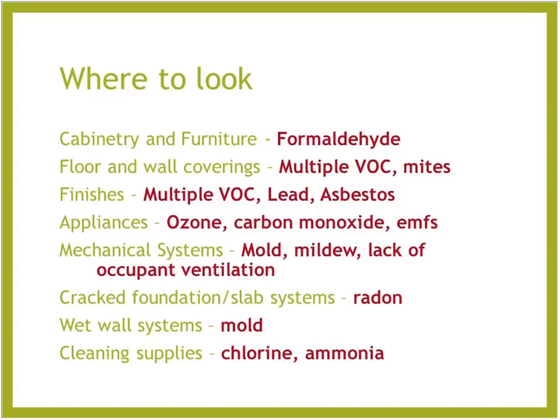So where to look for some of this stuff? Cabinetry and furniture, you're looking at formaldehyde, mostly in wood. VOCs and mites in floors and wall coverings. Finishes have multiple VOCs, and older homes can have lead and asbestos. There are some issues with different appliances that we're going to cover. Mechanical systems can have mold and mildew, and then of course there's also lack of ventilation. We'll get into radon too, and then in the materials section after this one, we'll take a look at strategies for avoiding mold, mildew, and moisture buildup in homes.